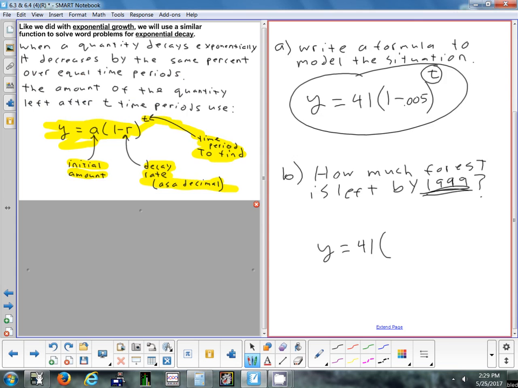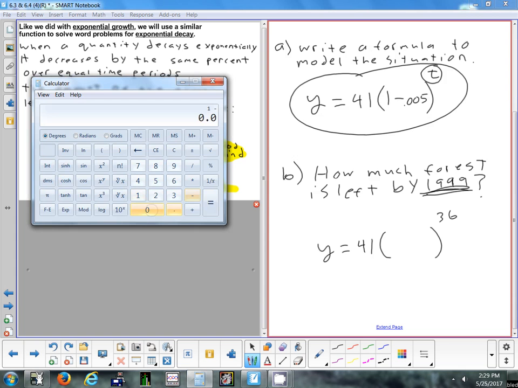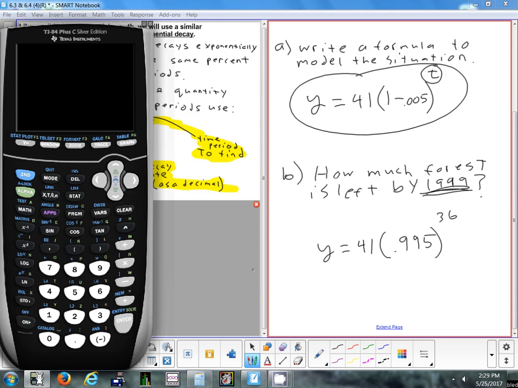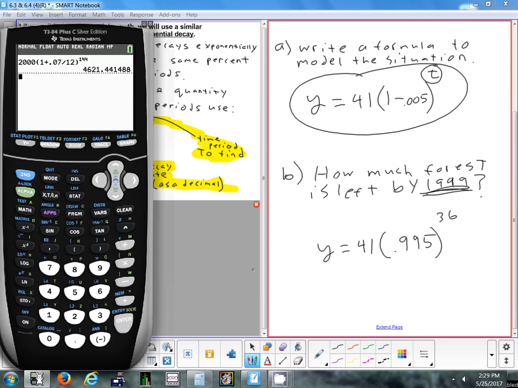1 minus 0.005, 0.995. Okay. Now, somebody tell me, how do I type that in on the calculator? Start with 41, okay? Parenthesis, 0.995. Yep, press the exponent, 36. So how many acres of forest are going to be left in 1999? And if we round it to 1 decimal place, what would it be?